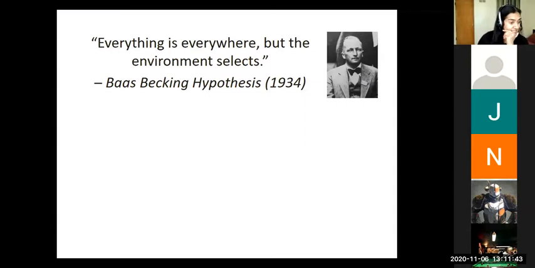And a lot of the field is kind of based on this almost 100-year-old hypothesis now that was proposed by a microbiologist named Bas Becking. He was Dutch, and he said, everything is everywhere, but the environment selects. In other words, microbial dispersal is unlimited. So microbes can get anywhere and everywhere, and it's really the environment or those niche-based or deterministic factors that predict which microbial species you'll see in a given location.